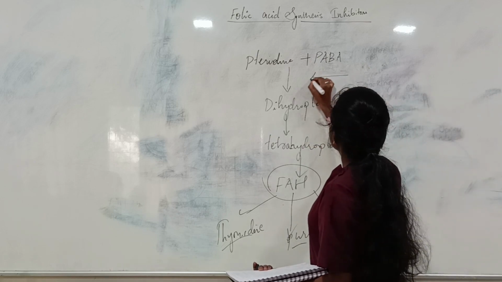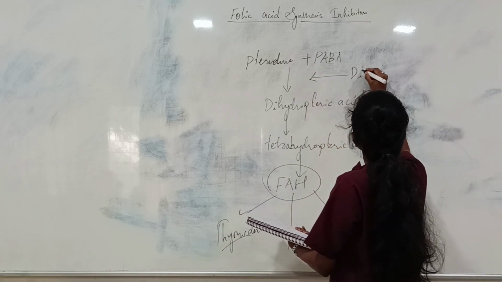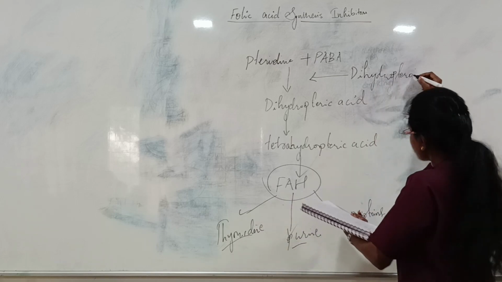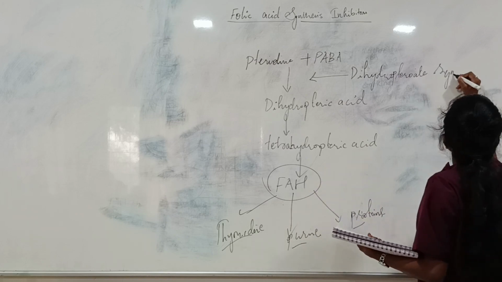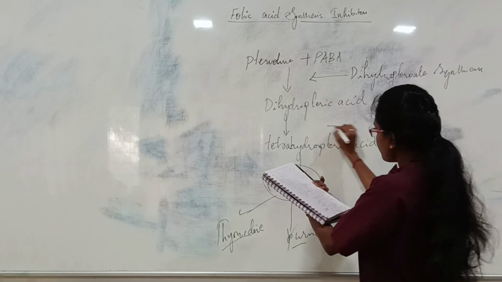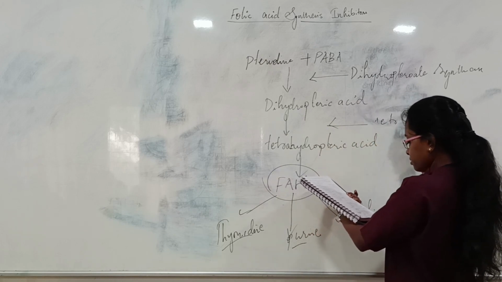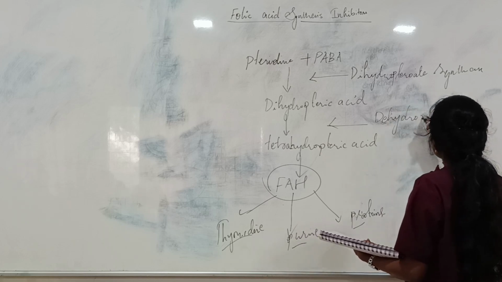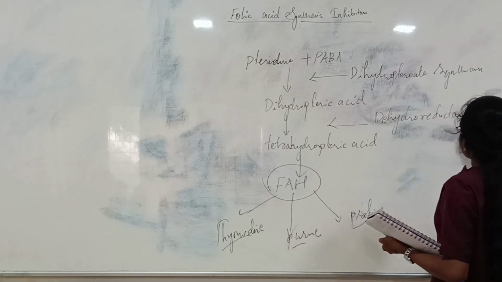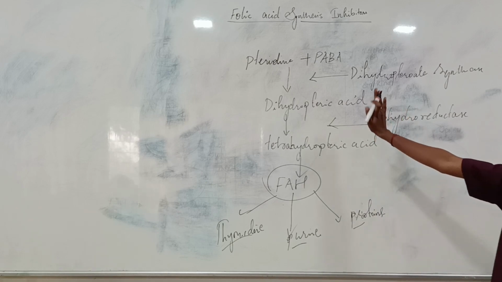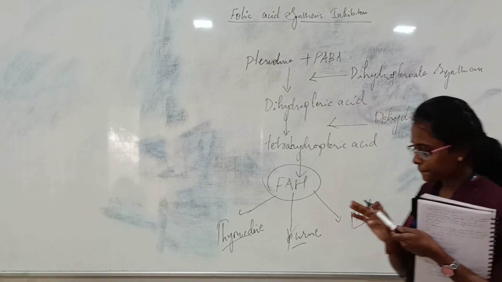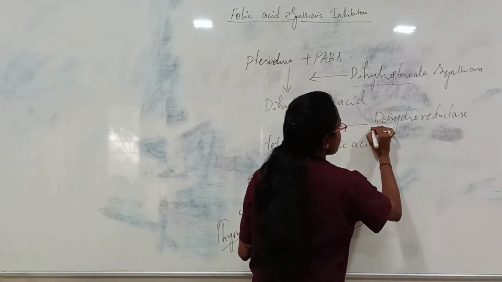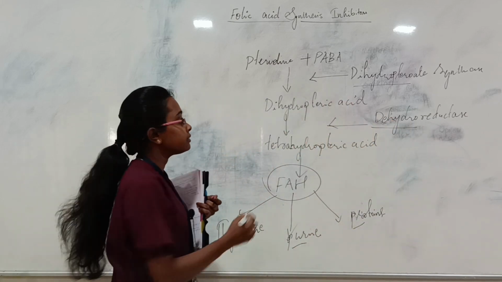So, there are two enzymes very importantly. First, dihydropteroate synthase, and here tetrahydro, dihydrofolate reductase. These are the two enzymes which are necessary to synthesize folic acid. So, our folic acid synthesis inhibitors will act on these two enzymes and inhibit the synthesis of folic acid. Okay.